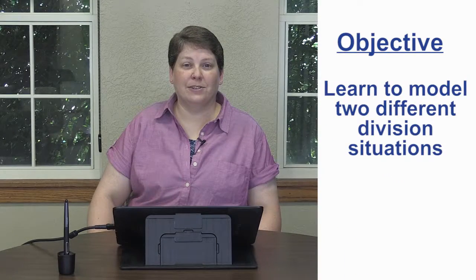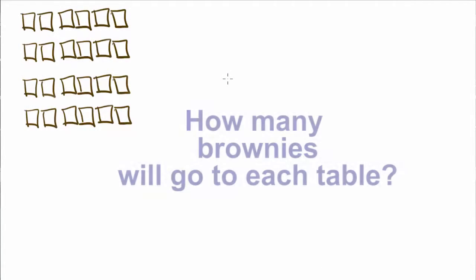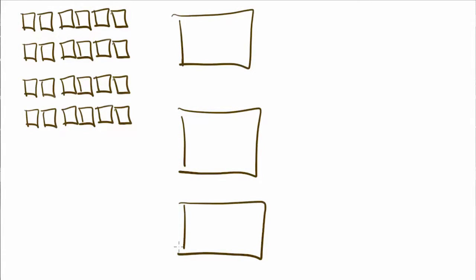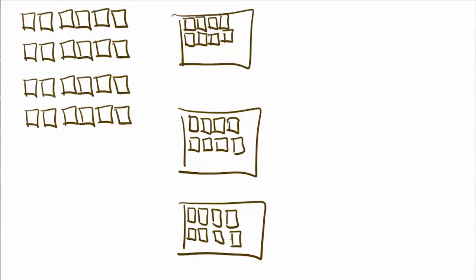In this lesson, we will learn to model two different division situations. Let's say you've been asked to bring 24 brownies to a party. When you arrive, the hostess hands you some plates and asks you to split up the brownies evenly between 3 tables. You don't know the size of the group yet. If you were a third grader, you would probably figure this out by placing a brownie on each plate. Eventually, you would see that there would be 8 brownies on each plate.